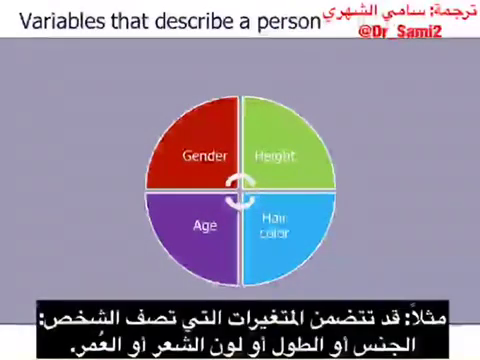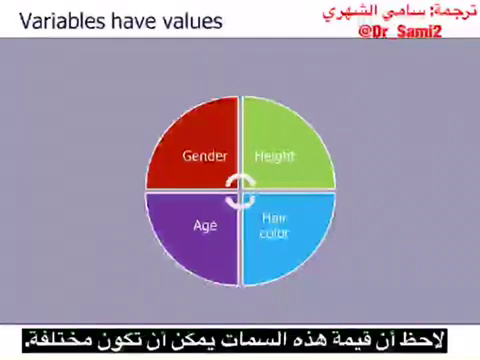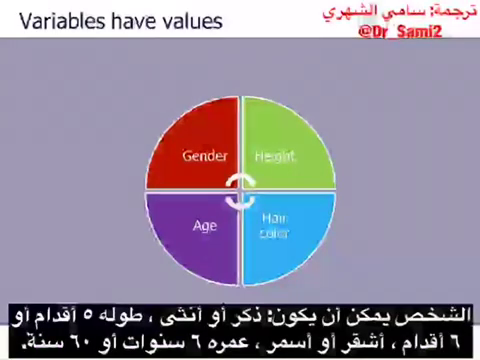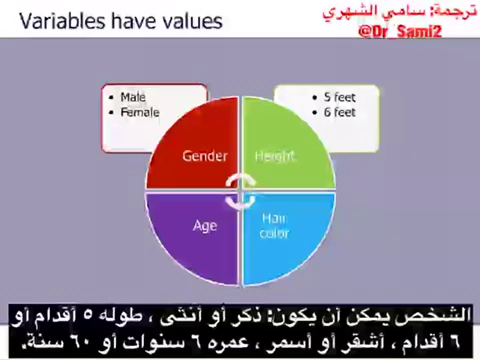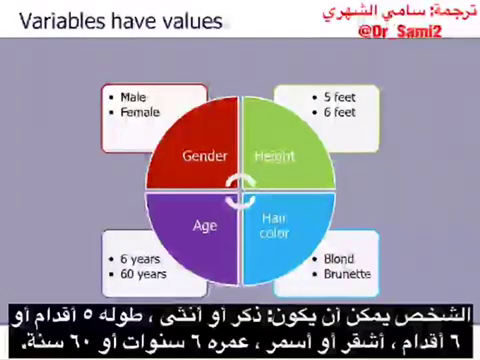For example, variables that describe a person might include gender, height, hair color, or age. Notice that the value of these attributes can vary. A person could be male or female, 5 feet tall or 6 feet tall, blonde or brunette, 6 years old, or 60 years old.